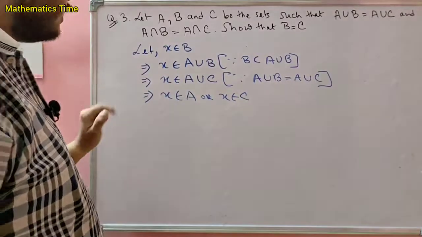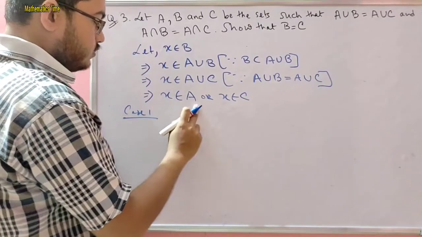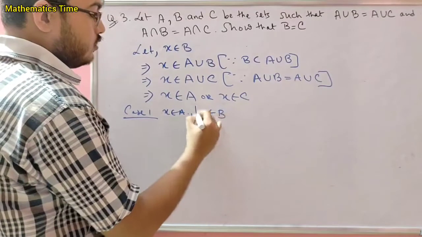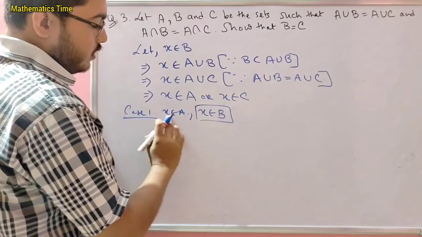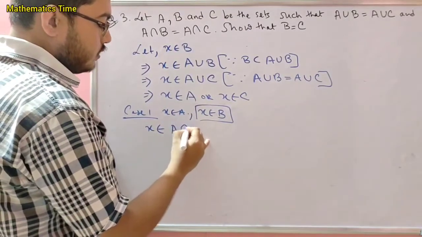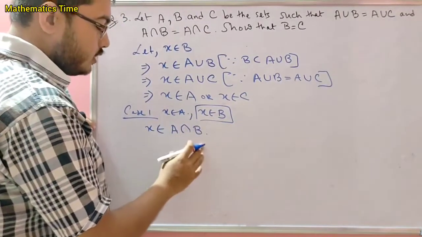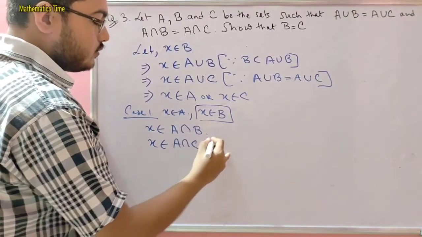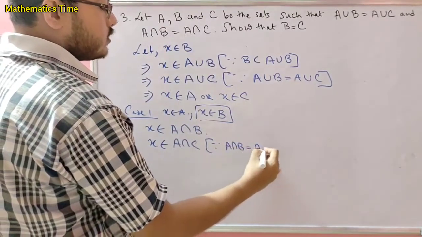Okay, so case 1. Case 1 is X belongs to A, and we know that X belongs to B. This is what we considered. What does that mean? X belongs to A and X belongs to B means X is an element of A intersection B, the common elements. Now X is an element of A intersection B means X is an element of A intersection C. Why? A intersection B is equal to A intersection C.